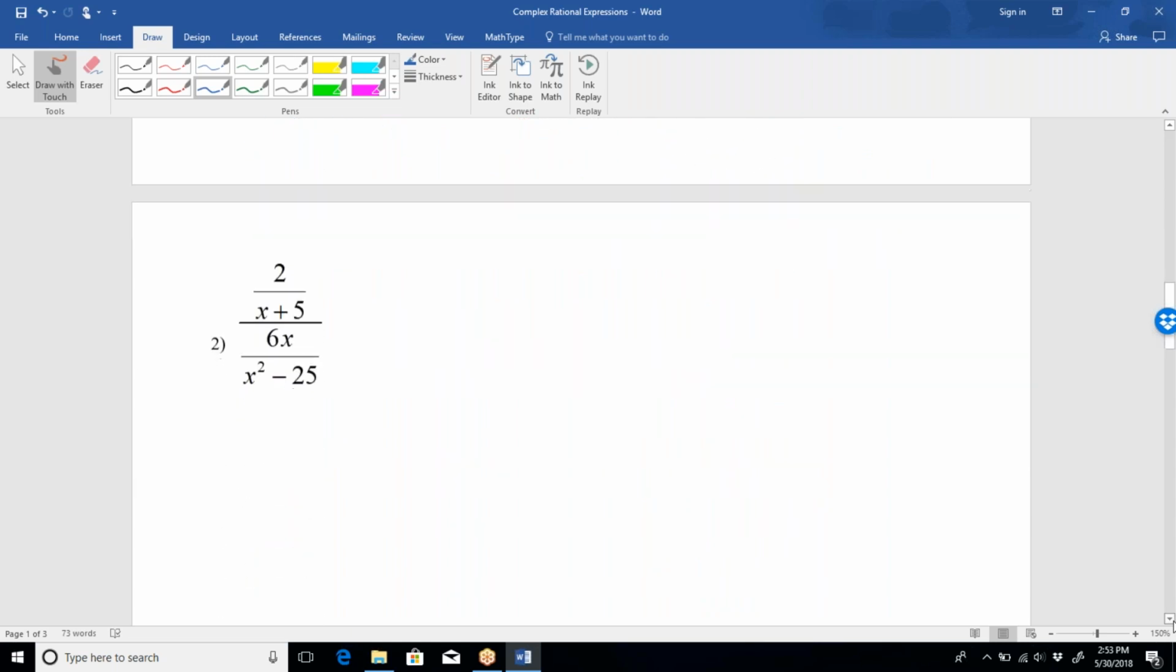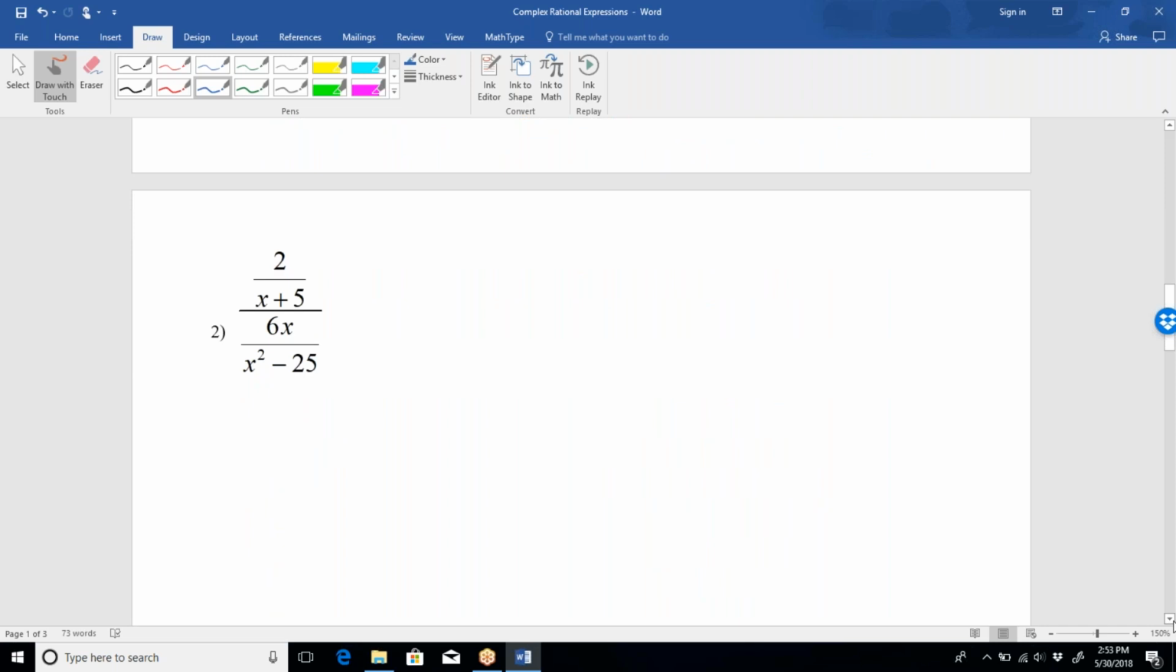Next one here we have 2 over x plus 5. That's our numerator. And then 6x over x squared minus 25. Now the process that we used in number 1 can be used again, where we take the two denominators and we multiply by their LCD. Now the first denominator, or this one here, is x plus 5. This denominator will factor as x plus 5 times the quantity x minus 5.